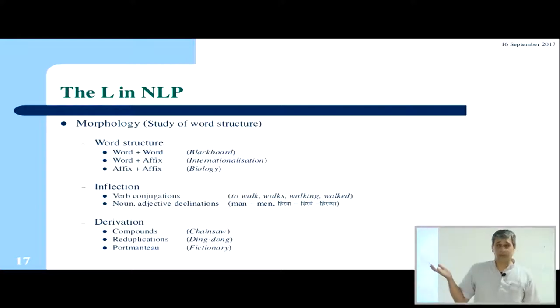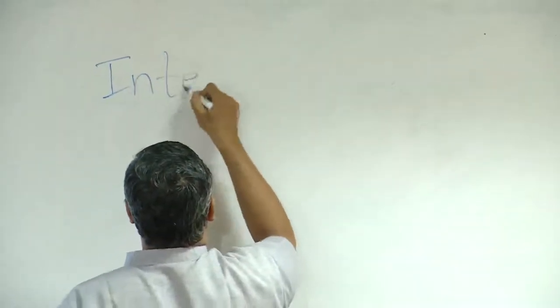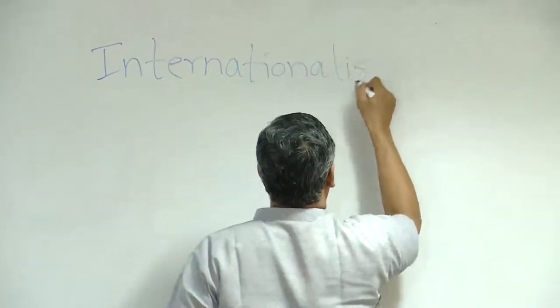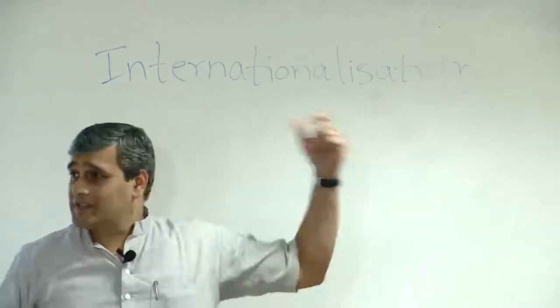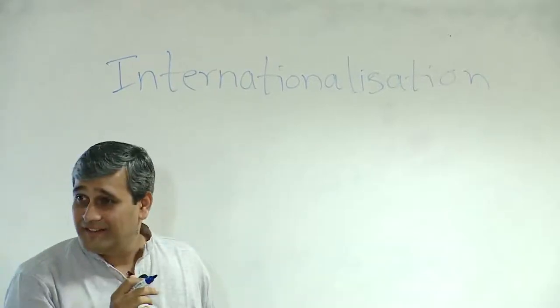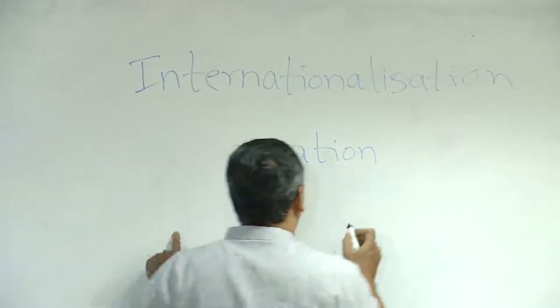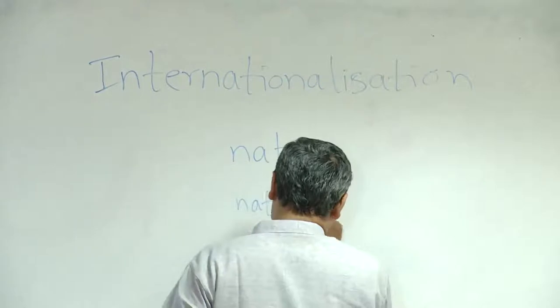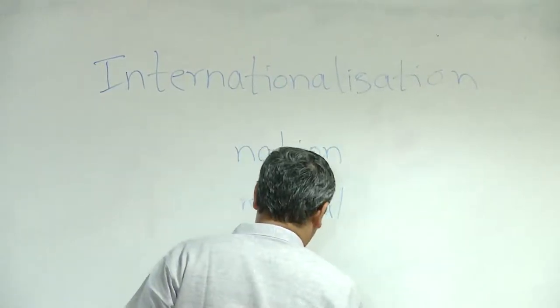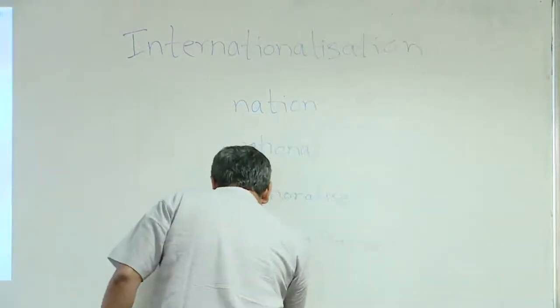Now, what is this monster of a word? It doesn't sound so monstrous, right? But if I break it down, where does it come from? National? International? Internationalize? Yes. So, you have nation. Okay, then you have national. Then you have nationalize. And then you have nationalization. And then you have internationalization.